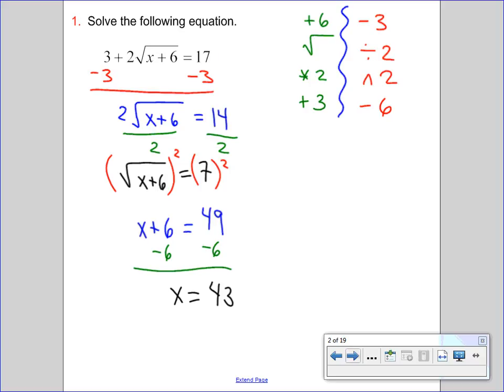So here we go. 43 in for x, plus 6, 49. Square root of 49, 7. 7 times the 2 in front, 14. 14 plus the 3 is 17. It makes a true statement. Woohoo! So I'm confident that this is correct, and I'll go ahead and box that now.